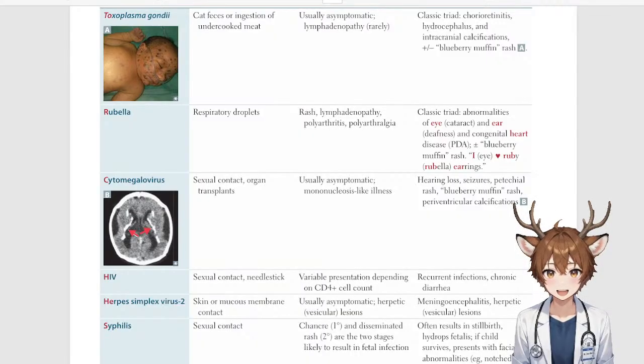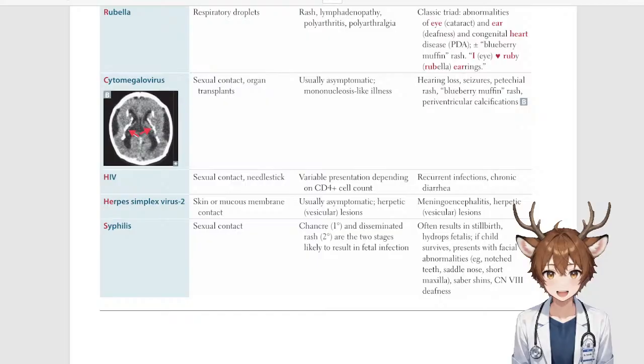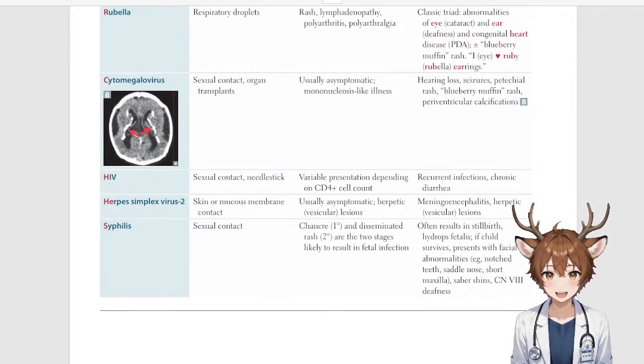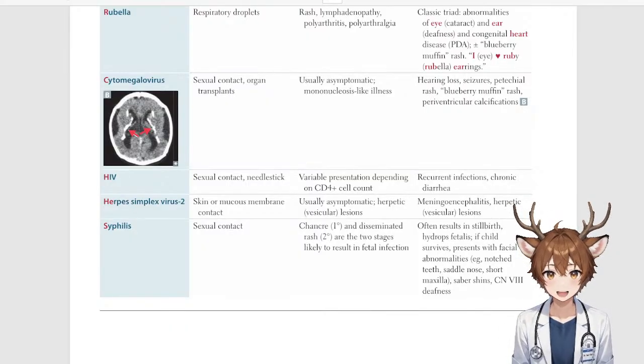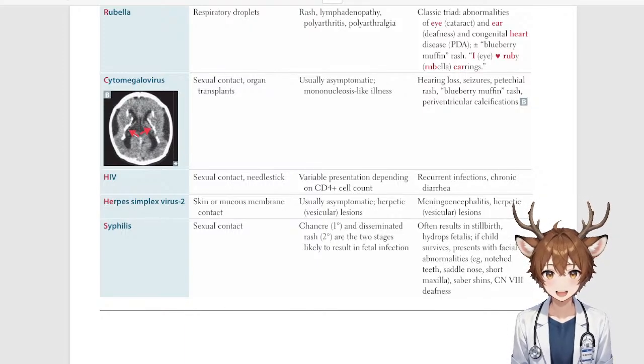What about syphilis? Syphilis is spread by sexual contact. You have a primary chancre and a disseminated rash in secondary, and those are the two stages likely to result in fetal infection. It often results in stillbirth. Ugh, that's terrible. Hydrops fetalis likewise, right? The kid doesn't make it. If the child survives, they present with facial abnormalities like notched teeth, which I think are Hutchinson's teeth, saddle nose, rhinitis, short maxilla, saber shins, and cranial nerve 8 deafness. So you have deafness from the actual nerve issue. Pretty terrible stuff. And that's syphilis, right?